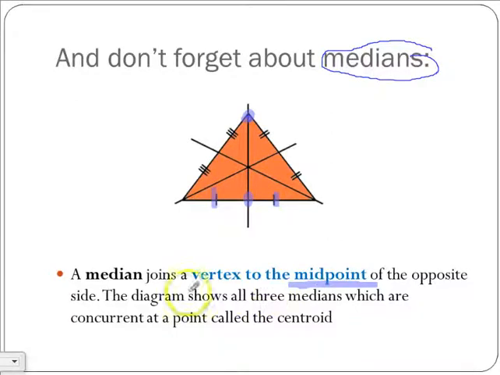So a median has similar properties to both altitudes and perpendicular bisectors. The median is the same as an altitude because it starts at the vertex, but it does not have to intersect at a right angle. When we start at the vertex and intersect the opposite side of the triangle, it will divide that side into two equal parts. So that midpoint is the same as the perpendicular bisector. So this is a median. It's got some characteristics of both.